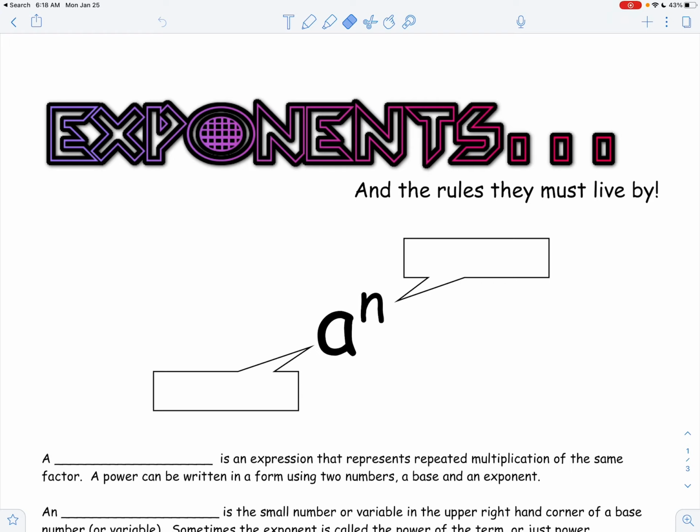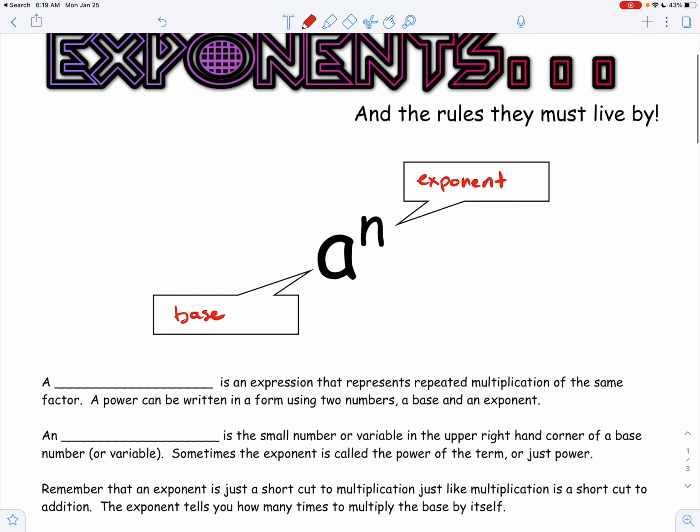All right, this week we're going to be talking about properties of exponents. But before we get started, we want to make sure we understand exponents. When we deal with an exponent, we have what we call a base, and then we have an exponent. So this is read a to the n.